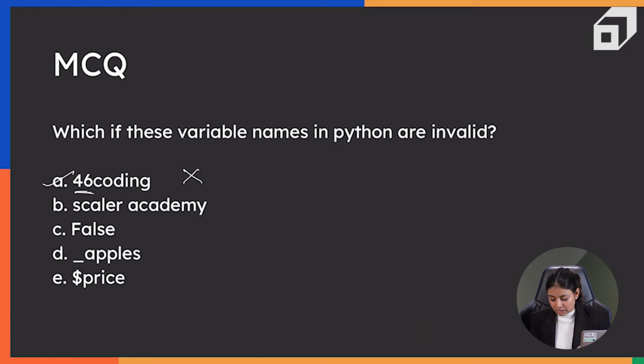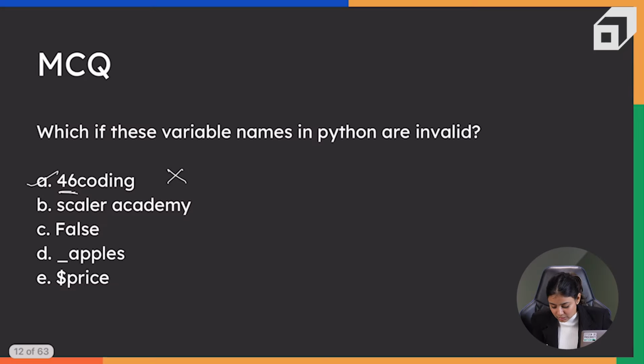The second one, Scalar Academy. Now again here, in between scalar and academy, you have a space. You cannot have a space in a variable name. You can have either scalar as a variable name, or academy as a variable name, but if you want to have these two words in a variable name, you need to separate these by an underscore. So if this had an underscore between the two words, it would have been a valid variable name. But because it does not, it's an invalid variable name.